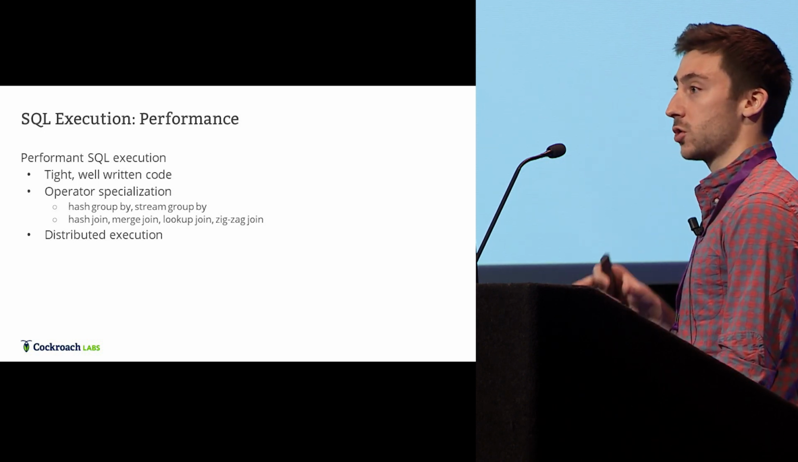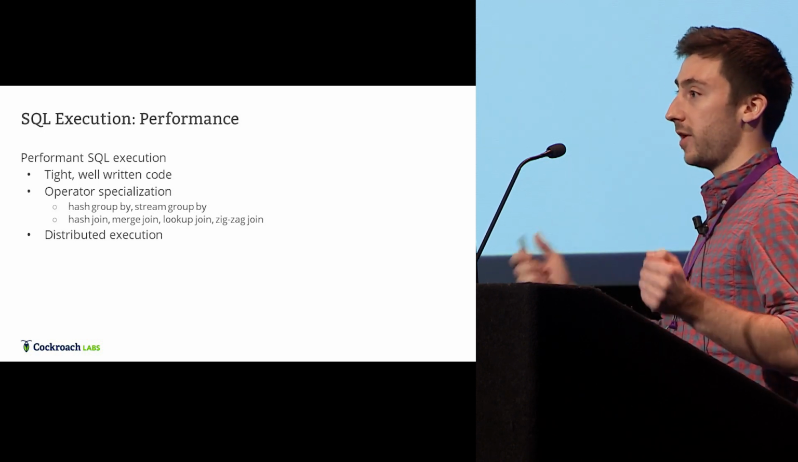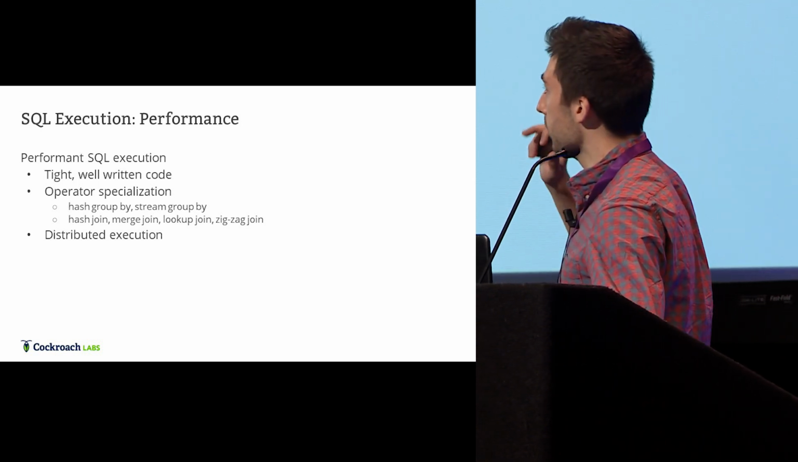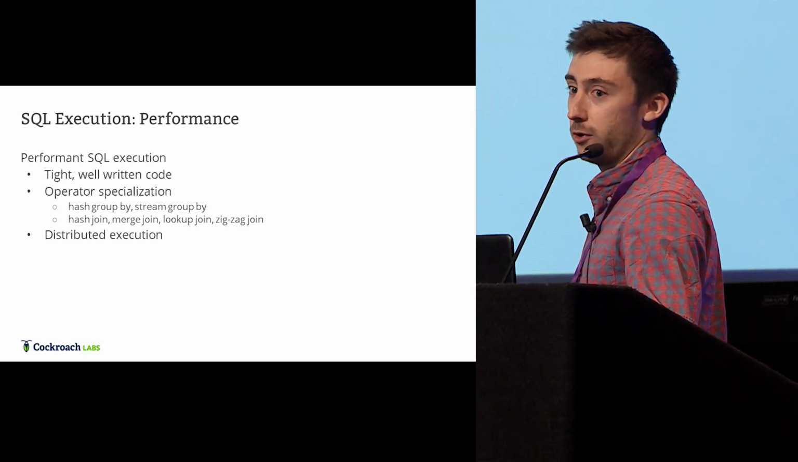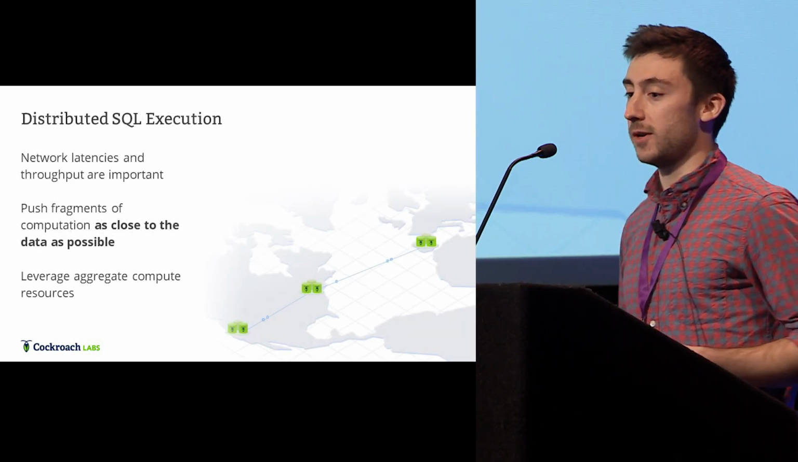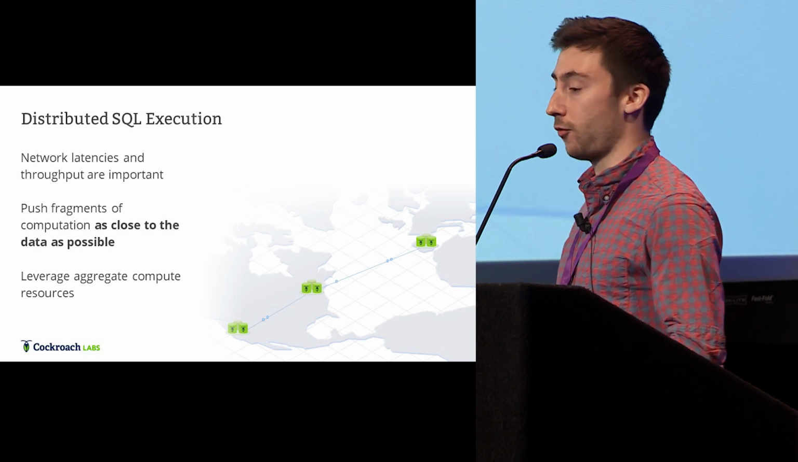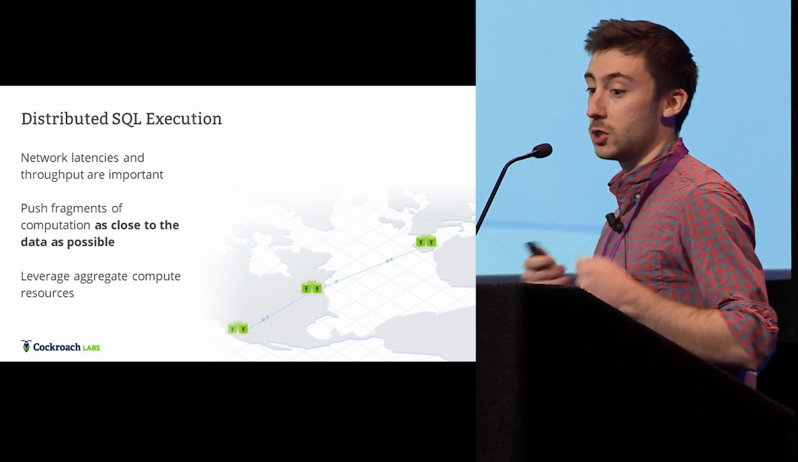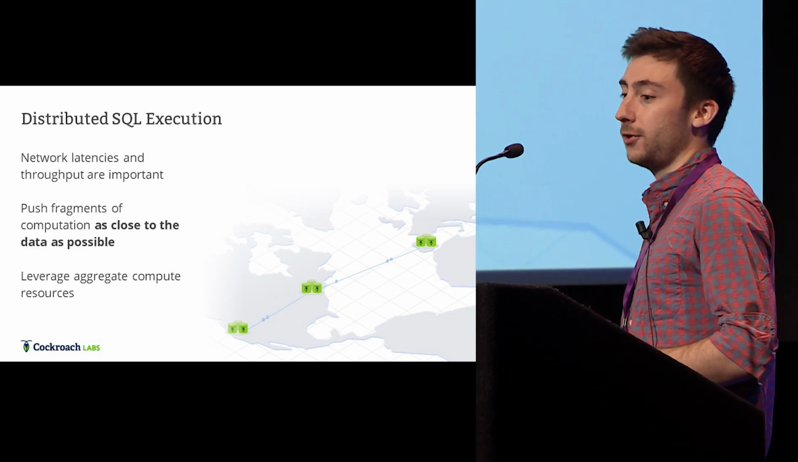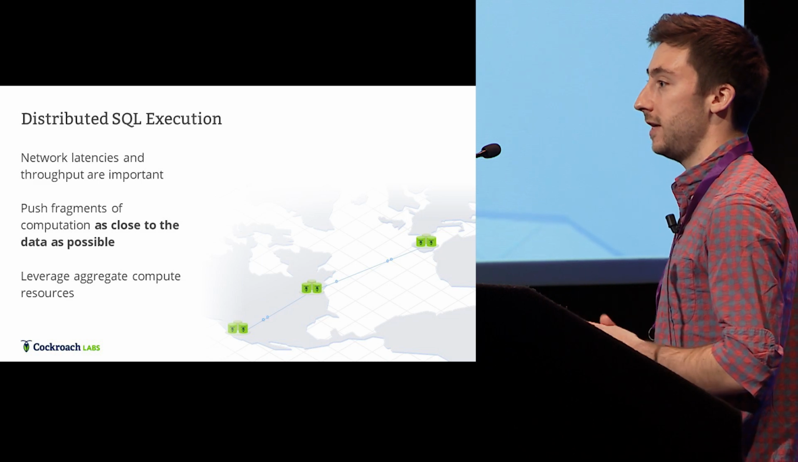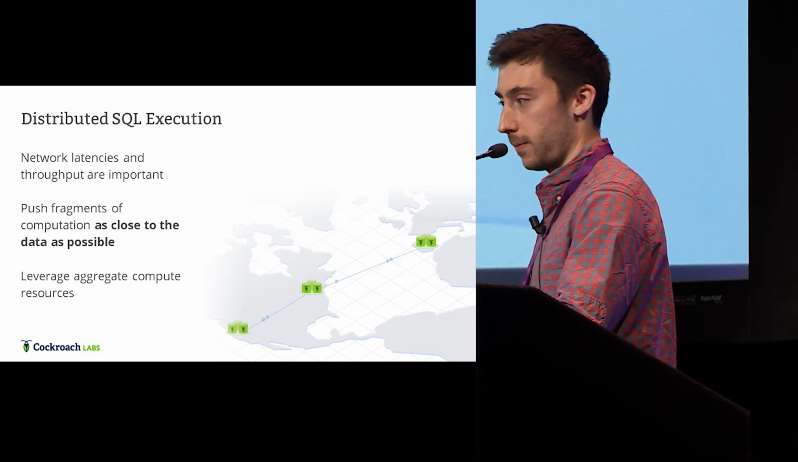Lastly, being a distributed system means that we can distribute SQL execution entirely. So we're a little short on time, so I'm going to skip straight to this last point. With a geo-distributed database, network latencies and throughput become very important considerations. And with a distributed SQL execution, we're able to push fragments of computation as close to the data as possible to avoid these slowing down queries.